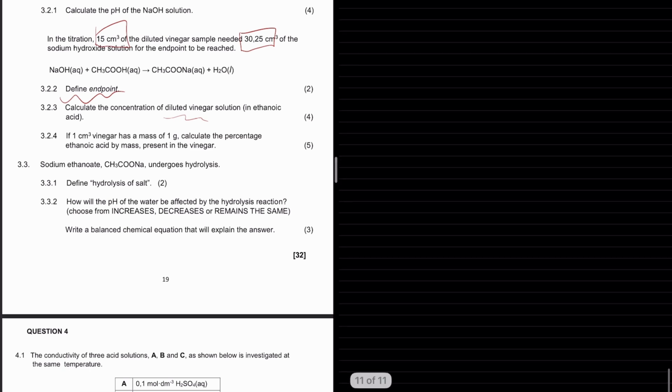And the next part, 3.2.4. If 1 cm cubed of vinegar has a mass of 1 gram, calculate the percentage ethanoic acid by mass present in the vinegar. So again, there's a few ways to do it. I'll do a bit of an unconventional approach here. So the way I'm thinking here is I'm saying that if 1 cm cubed is equal to 1 gram, then in our sample, so our sample, remember, is 15 cm cubed. That's the amount that was titrated or neutralized. You're going to get 15 grams of vinegar.